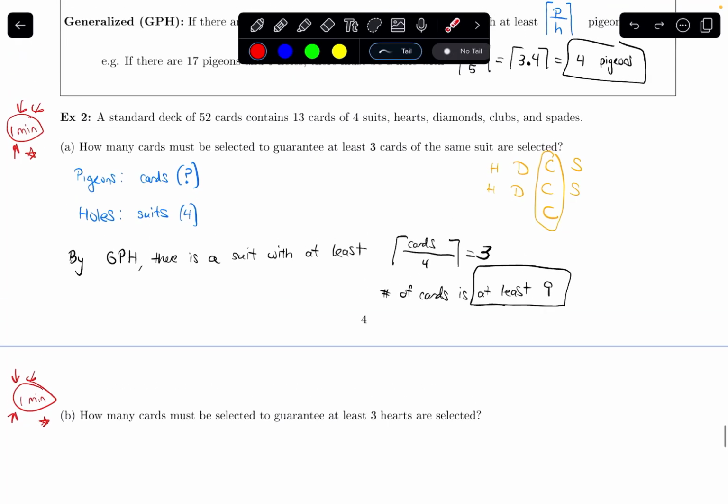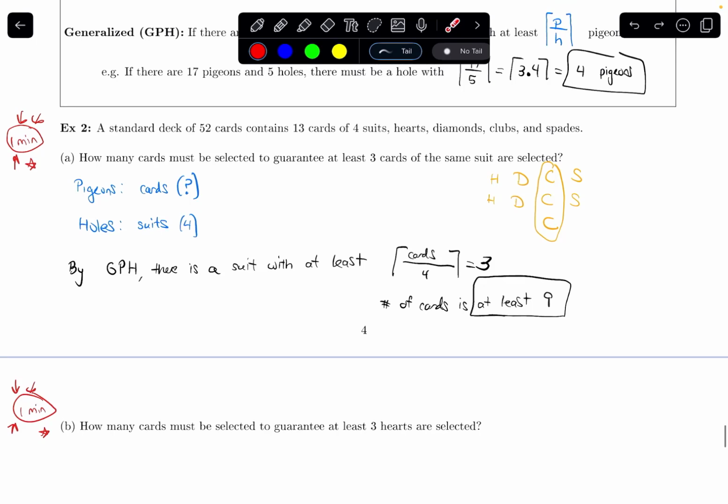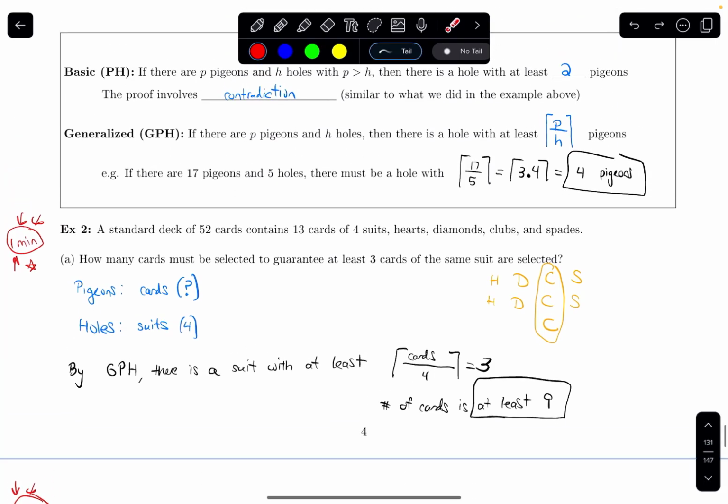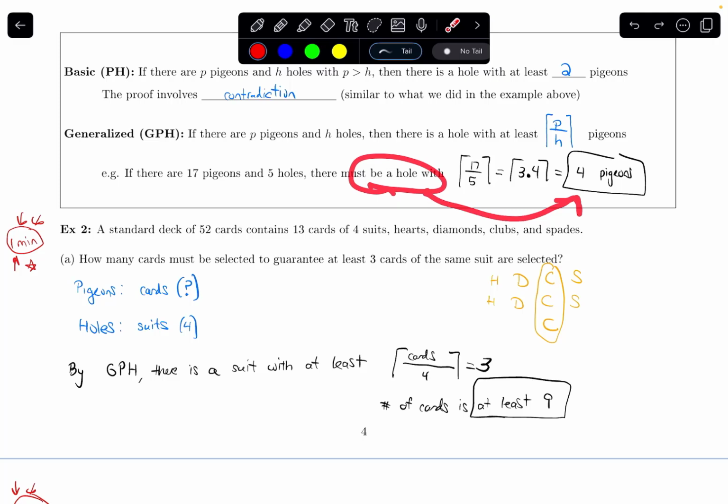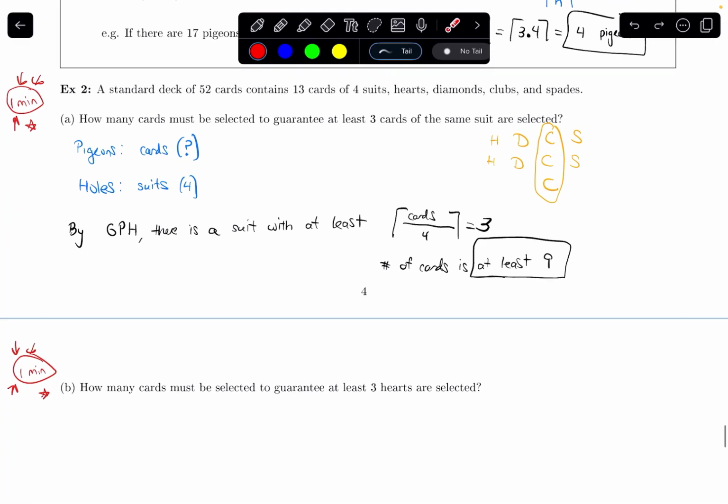So one important observation I want to make about this is, in part B, it's specifying which suit. It's saying hearts. So that means it's specifying which hole we want these pigeons to be in. But the pigeonhole principle doesn't tell us anything about the specific hole. It just says that there's got to be some hole with at least some number of pigeons in it. So because of that, the pigeonhole principle doesn't apply to something like this when we have specifically said which hole.